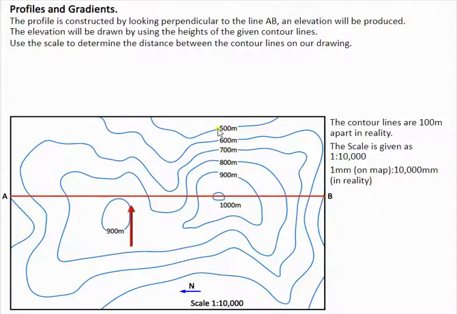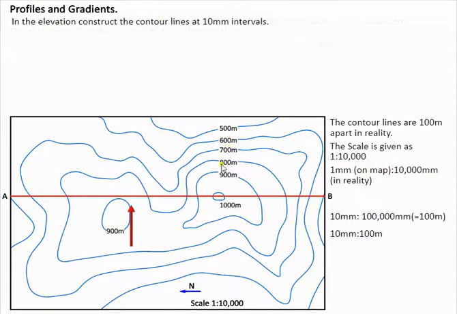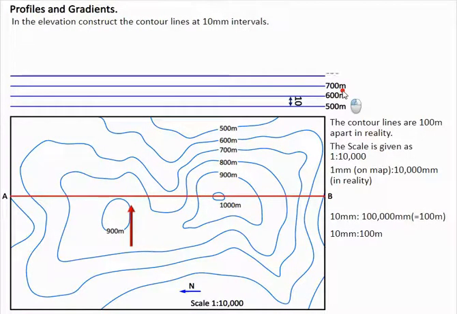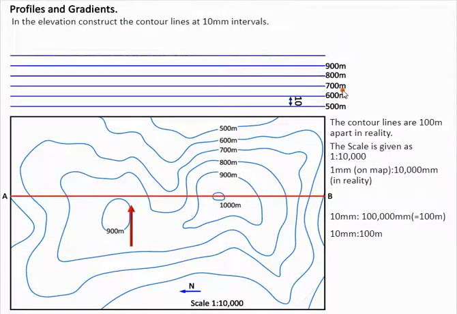We're looking at 600, then 7, 8, 9, and up to 1,000 here, and B there is probably 500. So our first contour line here, measuring up 10 mils, is 500 meters up. Next we go another 10 mils up to 600, and so on, and these are each of our height lines.